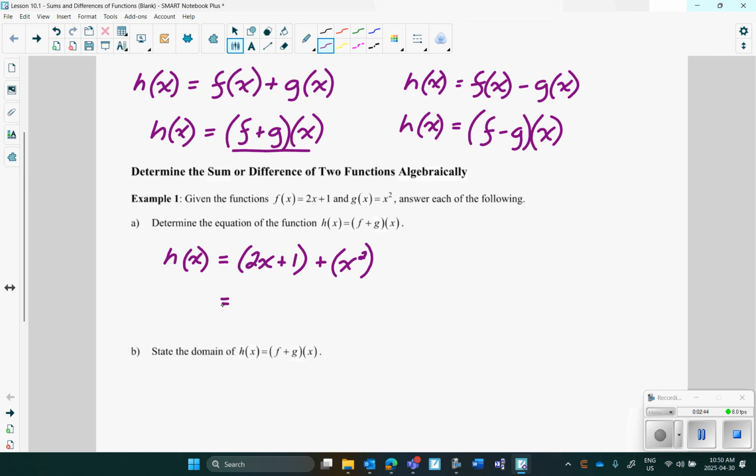Can I combine anything here? Do I have any like terms I can combine? No. So guess what my answer is? That's what it looks like when I add the two functions together. That's it. Oh, yeah, sure, you could. You don't have to.